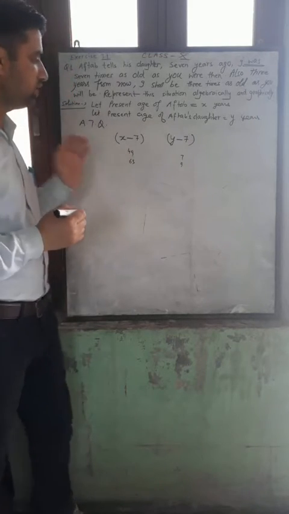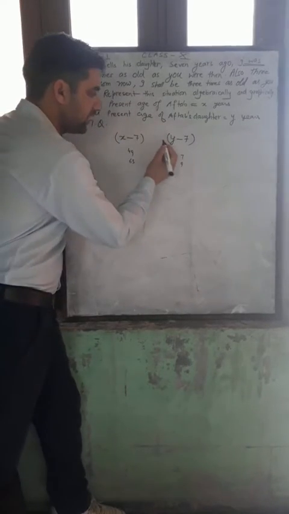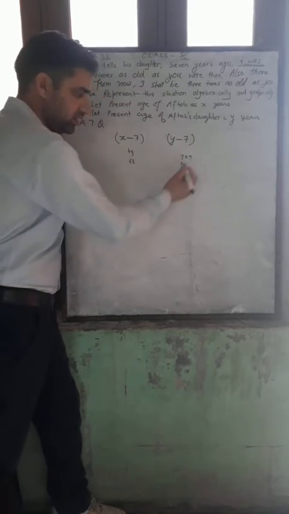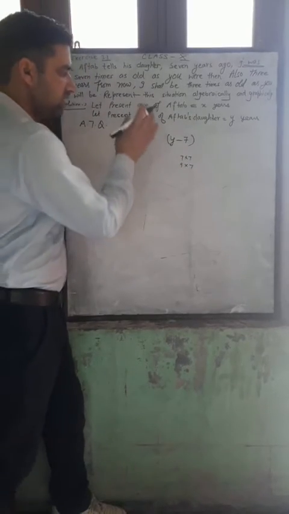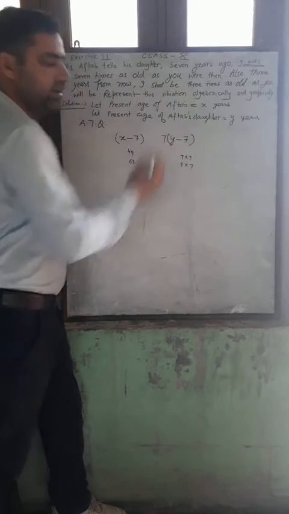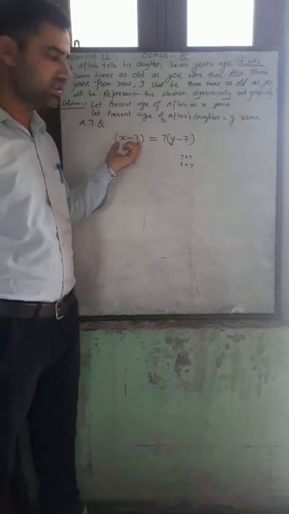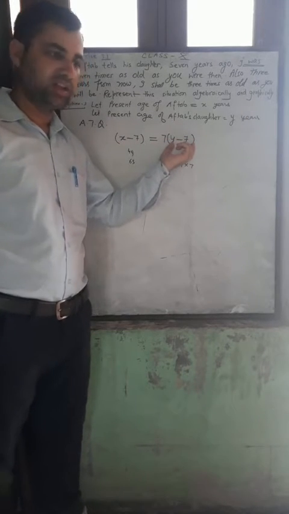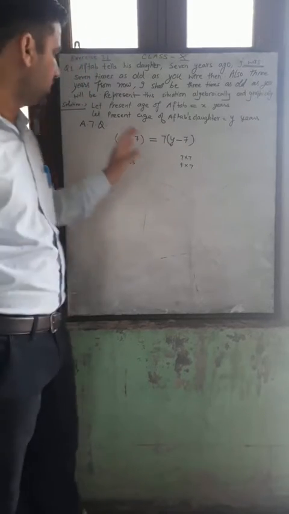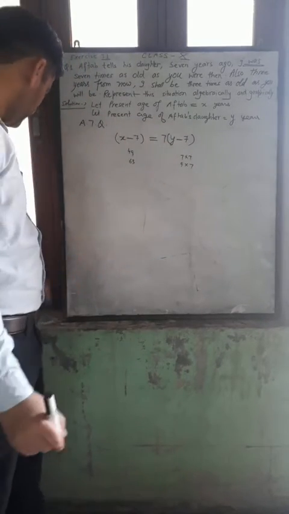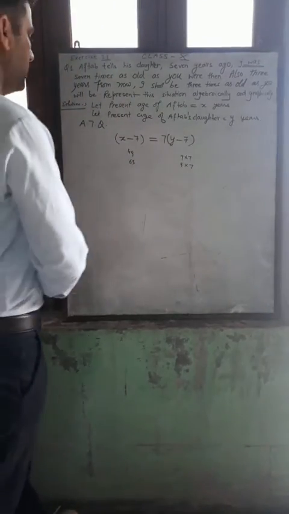Aftab is 7 times. So which side do we multiply by 7 so that both become equal? We multiply this side. 7 7 ja 49. So which is smaller? That side we multiply by 7, so these become equal. This is Aftab's age. This is Aftab's daughter's age. Now we equate both by multiplying by 7. Aftab is 7 times, so we multiply the other side by 7 to get equal. Okay.